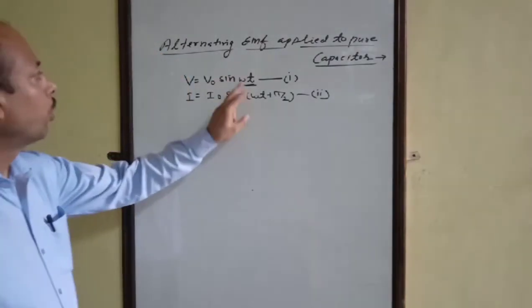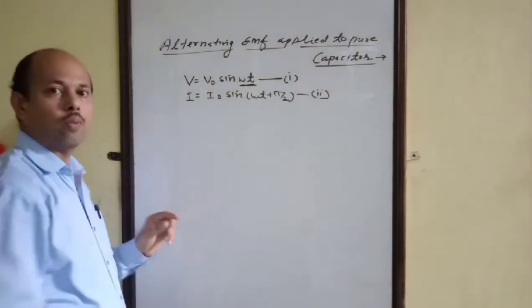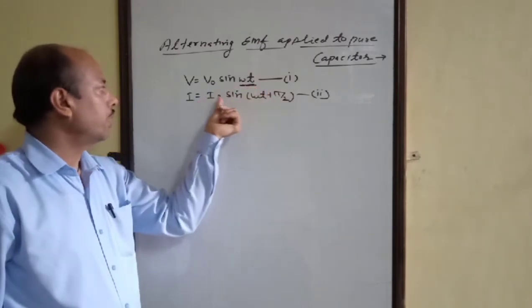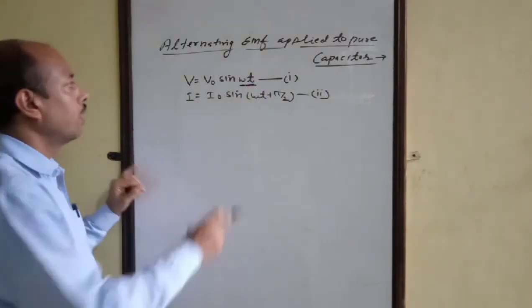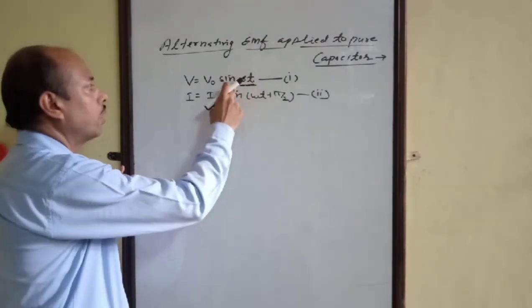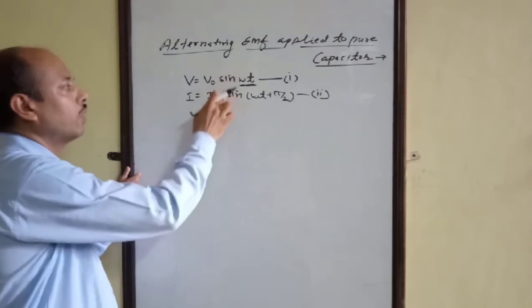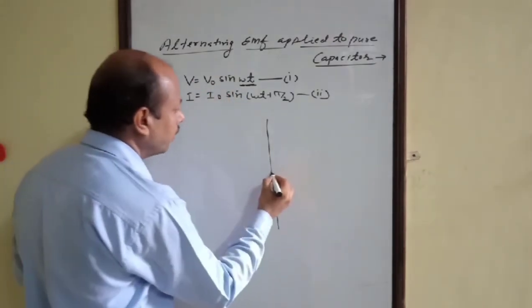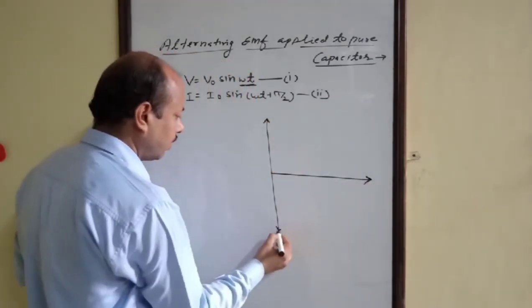Now we are coming to the point of phase. Here it is very clear that in the case of a capacitor, V equals V naught sin omega t, I equals I naught sin omega t plus pi by 2. It means the variation of voltage and current will be different in the case of a capacitor. This we can easily represent with the help of a phasor. That will be suitable here.